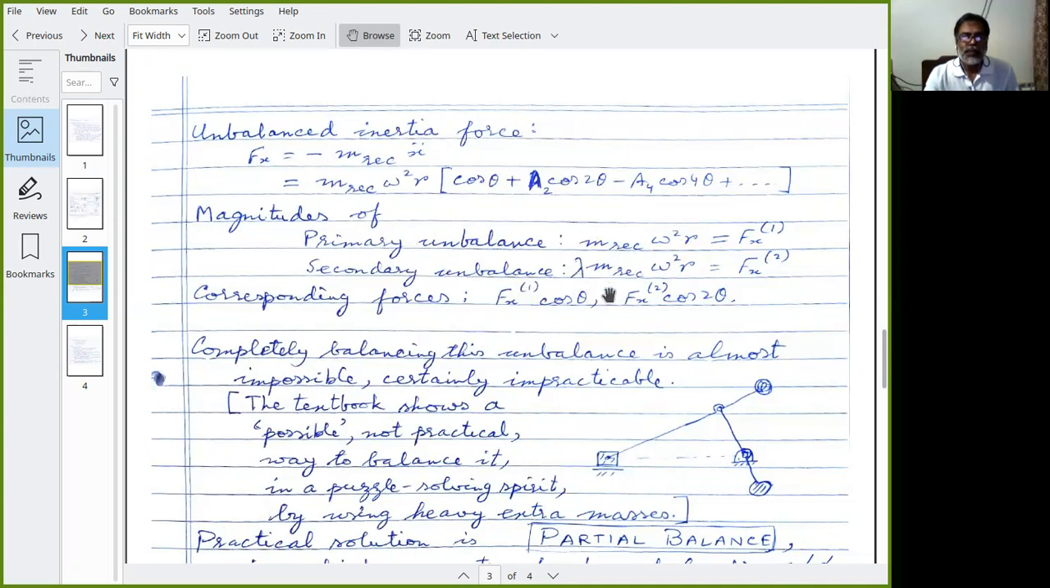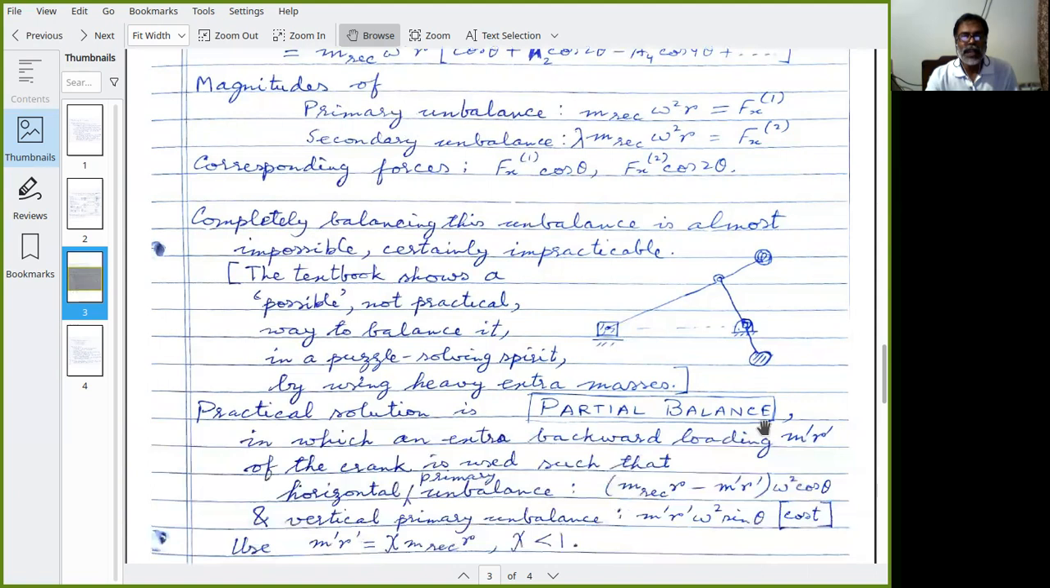So our primary purpose would be to balance this part and this part equally. So the forces would be this so-called magnitude into cos theta, so-called magnitude into cos 2 theta, and so on. That's why we call them harmonics. So completely balancing this unbalance is almost impossible and certainly impractical. You will find in the textbook a little funny way in which it can be balanced. This force can be balanced if one wants.